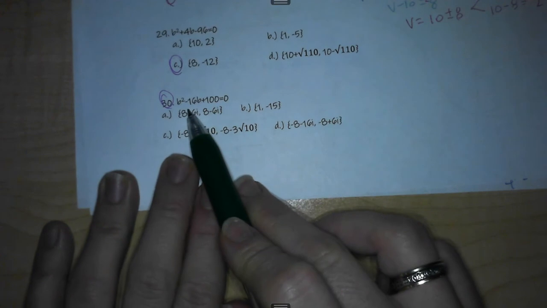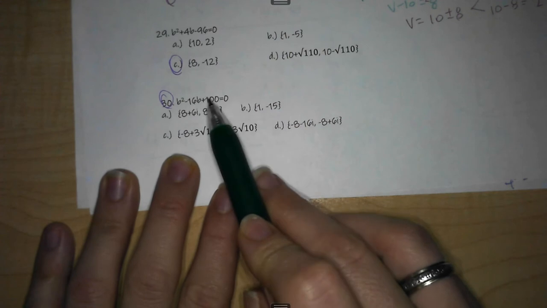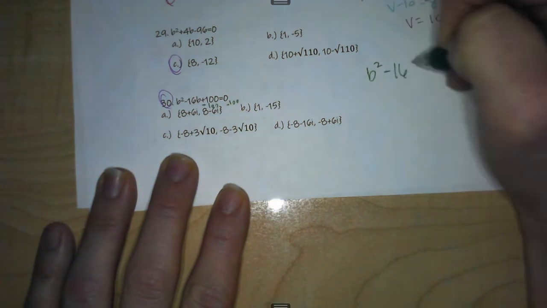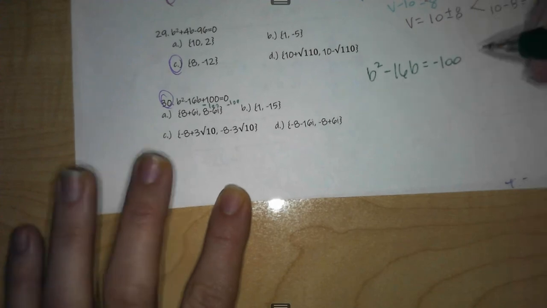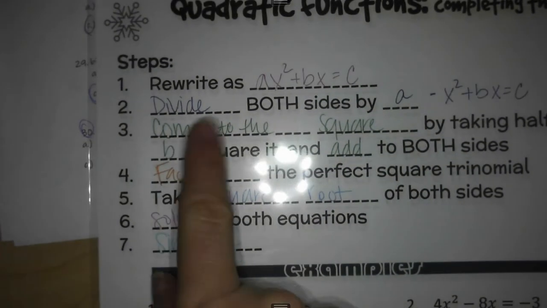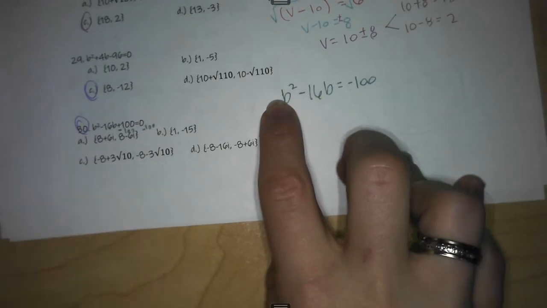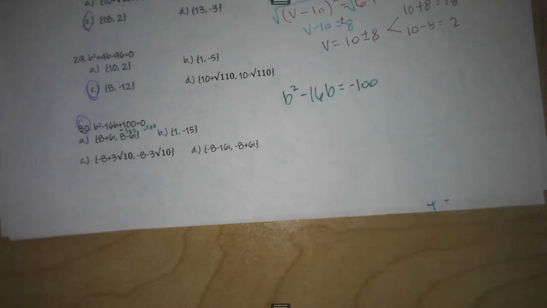So b squared minus 16b plus 100 equals 0. So we want to move this 100 over. Since it's adding 100, we're going to subtract 100 from both sides. So our new equation is b squared minus 16b equals negative 100. Okay? Second step says to divide both sides by a, whatever number is in front of our squared variable. There is no number in front of our squared variable, so we don't have to do this step.